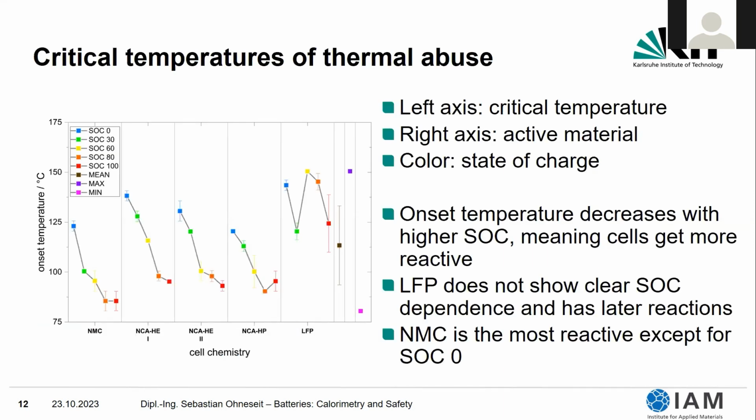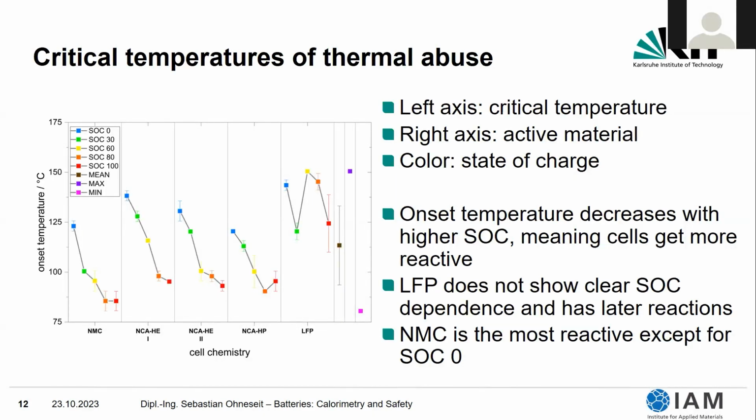Let's start with the onset temperature. The onset temperature is the temperature where the cell starts to behave exothermally, and more or less in all of the literature, the definition used is a self-heating that exceeds 0.02 degrees C per minute, and that is also our definition for the onset temperature.